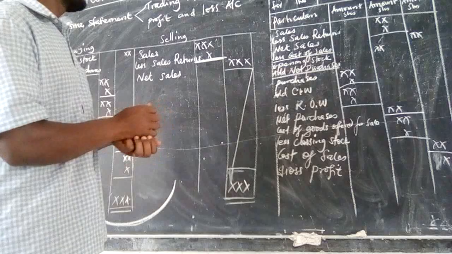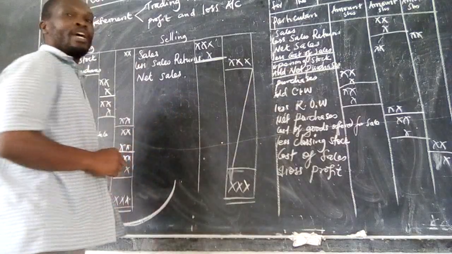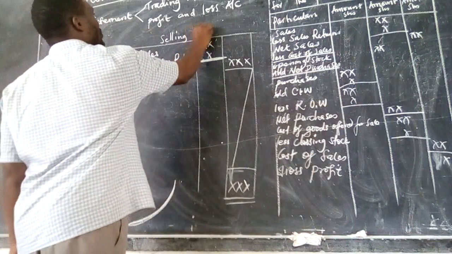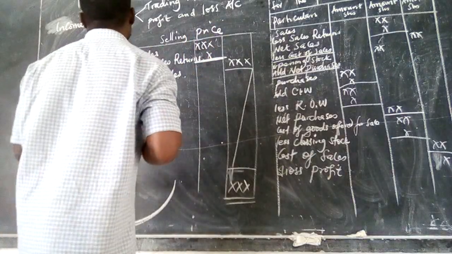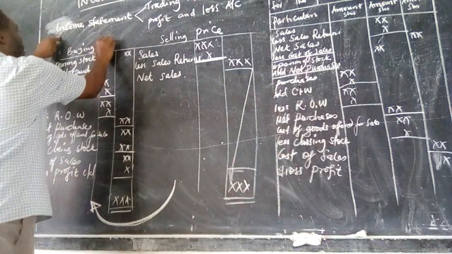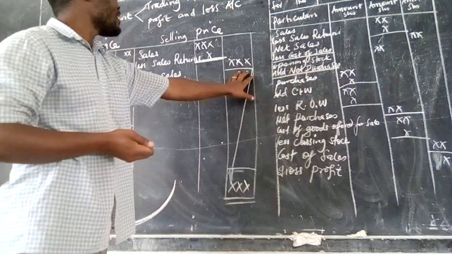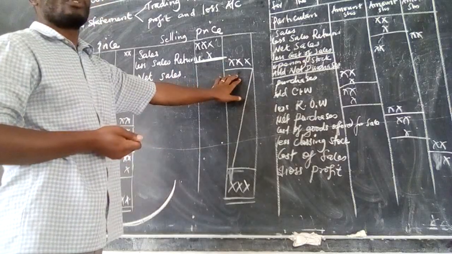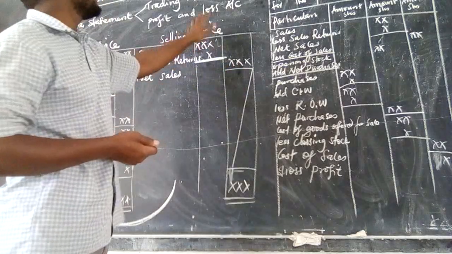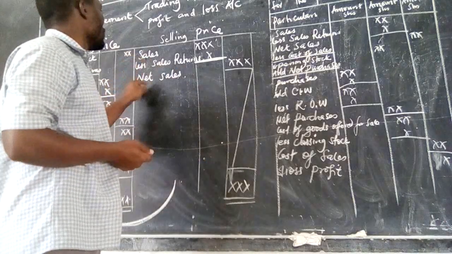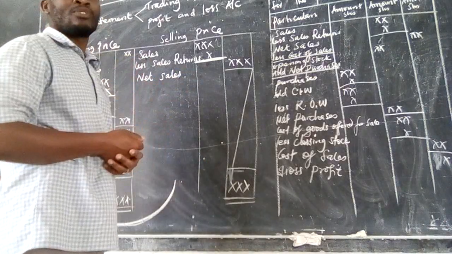This side here, where you see the word selling, is the side used to determine the selling price, and this side could be the side where you determine the buying price. So this value here, net sales, can also be called selling price, or can also be called sales if we do not have returns of sales.